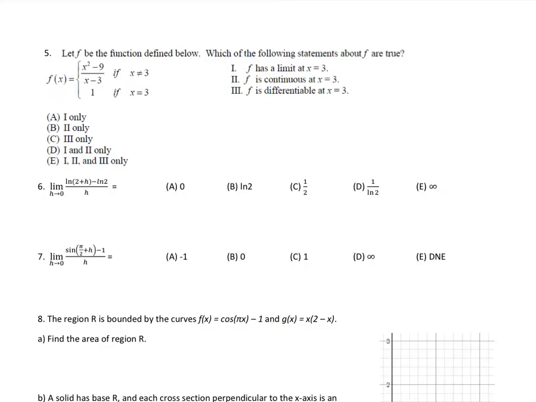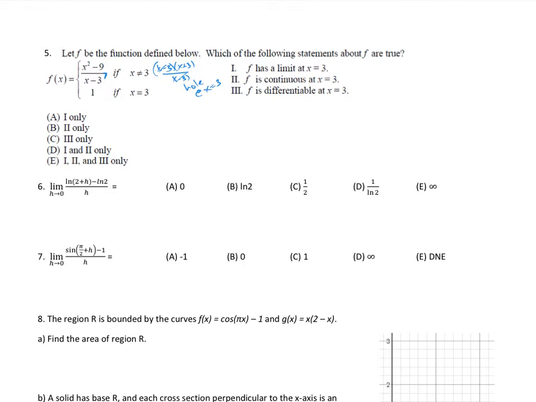All right, for the next question, number 5. Let f be the function defined below. Which of the following statements about f are true? So f of x is equal to x squared minus 9 over x minus 3. That should stand out to you that you can do this: x minus 3, x plus 3 over x minus 3. And you know that there is a hole at x equals 3. And we're told at 3, that hole, the value of it is equal to 1.